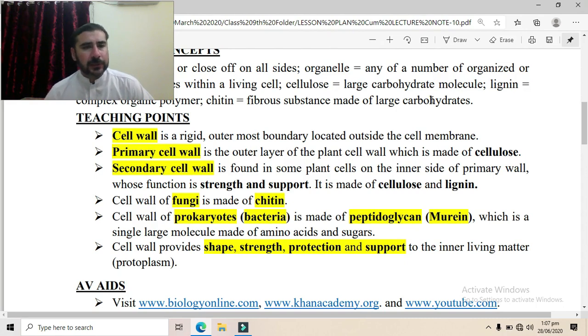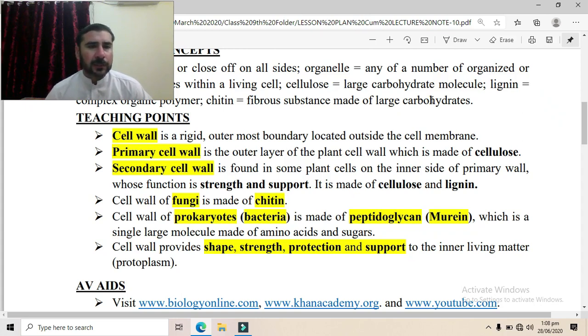But in some plant cells, particularly those which provide support to the plants, those which are found in the stem, they have secondary cell wall, which is on the inner side of the primary wall, and whose function is basically strength and support to the plant. It is made of cellulose, as well as lignin. Lignin is a complex compound which provides strength to the cell wall.